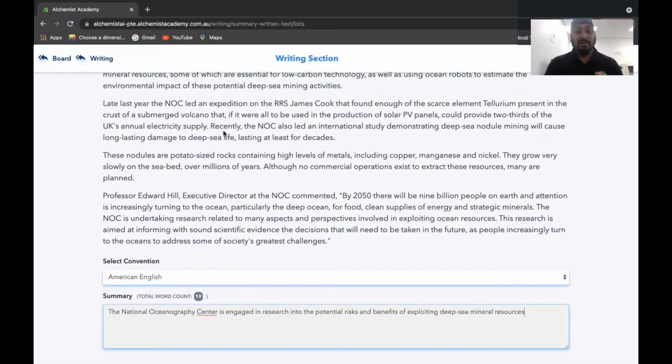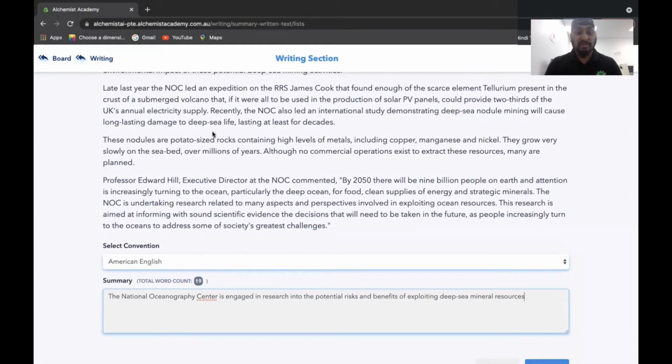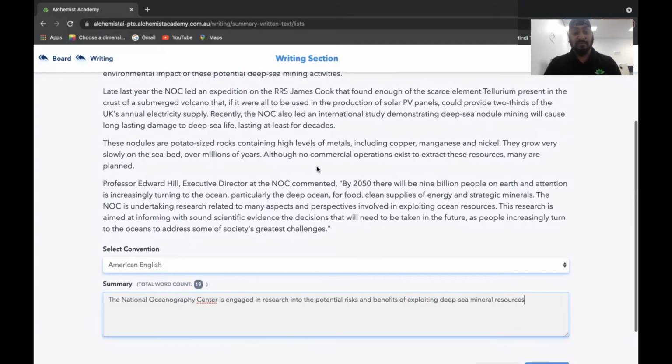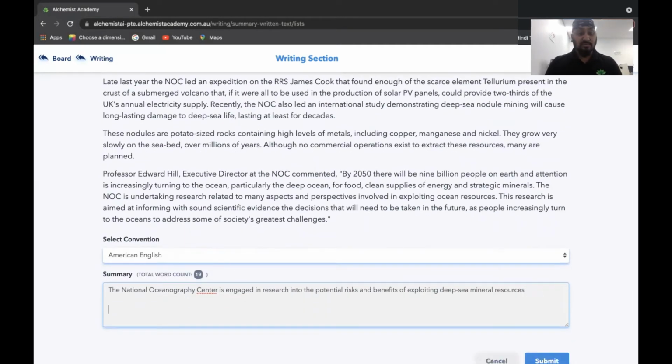The key point over here is recently the NOC also led an international study demonstrating deep sea nodule mining will cause long-lasting damage. Yep, because this is a unique point. So the first one is we have benefits from the mineral resources. The second one over here is that if we continue, it will also damage. Okay, so let's just write this down.